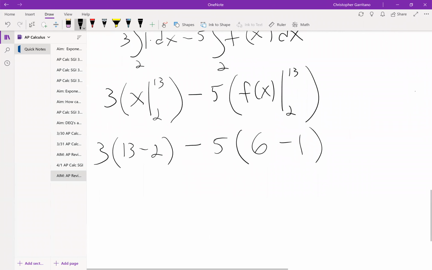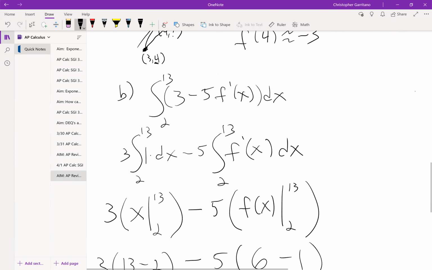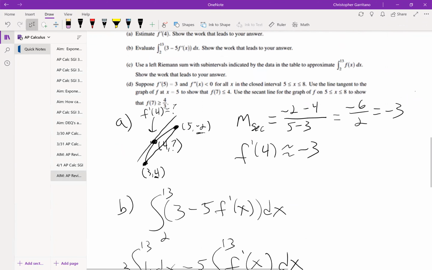Now it's just, of course, a matter of simplifying. So I have 13 minus 2, which is 11. 11 times 3 is 33. Minus 6 minus 1 is 5. 5 times 5 is 25. And your final answer here is 8. All right, that's part B.